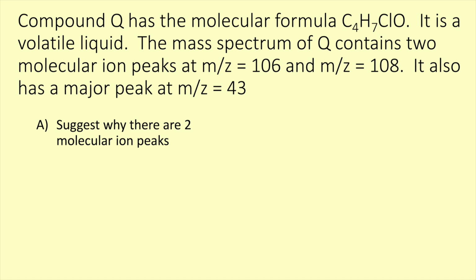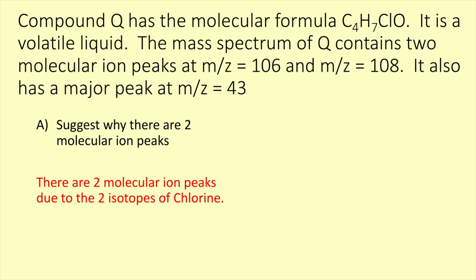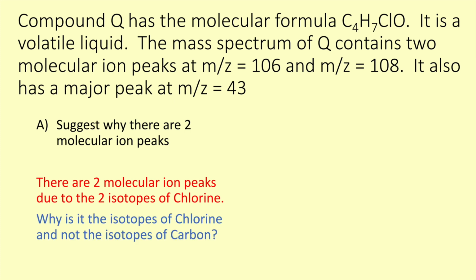Looking first at part A, why there are two molecular ion peaks. This is because of the two isotopes of chlorine. Whenever we've got multiple molecular ion peaks, that's always because we've got isotopes involved in our compound. In this case, they're a result of chlorine, so that's the Cl-35 and Cl-37 isotopes that we looked at earlier. A question for you to consider, which I'll come back to after part B, is why it is the isotopes of chlorine that are causing these molecular ion peaks and not the isotopes of carbon?